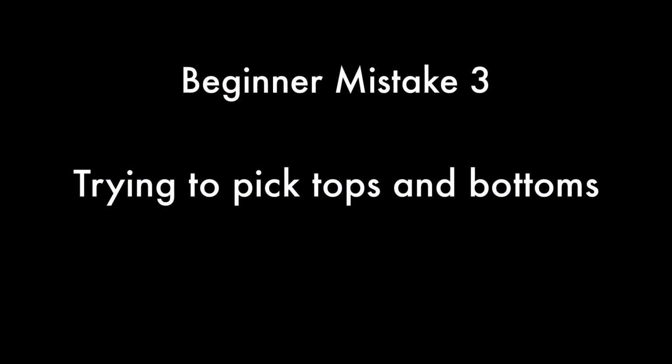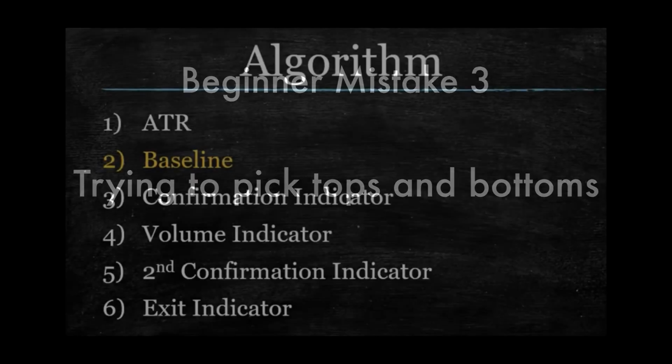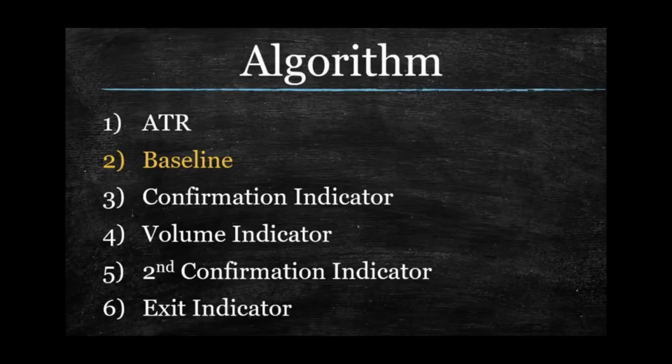That brings me to the last mistake that beginners make, which is trying to pick tops and bottoms and going against the current trend. The much easier game to play is to go with the trend rather than against it. That's why the other 5 pieces of the no-nonsense algorithm are there to confirm that the market is trending and to make sure that you're positioned in the same direction of the trend.